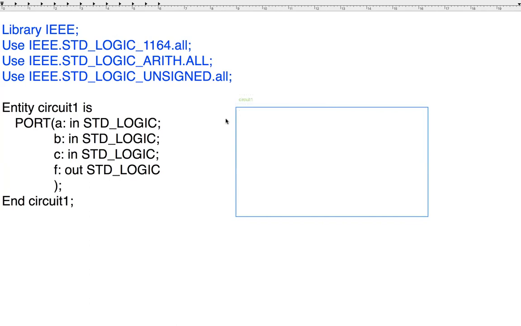And within circuit 1, we're going to have the inputs A right here, like we said. We're going to have B, and we're going to have C. And we're going to have one output F. So here I'm going to have A, B. Don't worry, I'll make this larger for our next example. So we have A, B, C, and F.